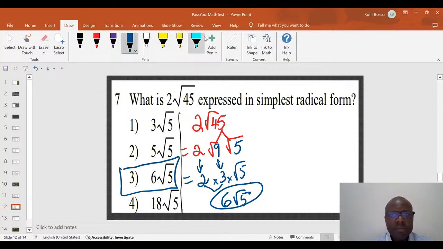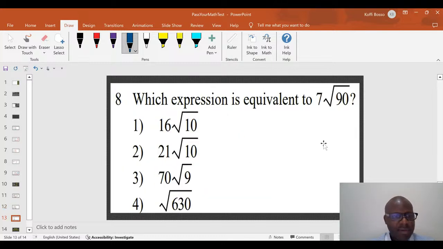Okay, the next one. Yeah, this is the last question, right? Okay, so which expression is equivalent to 7 square root of 90?